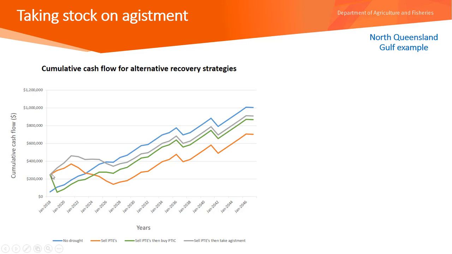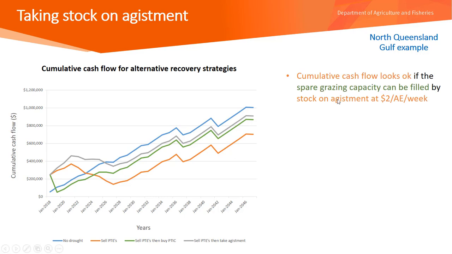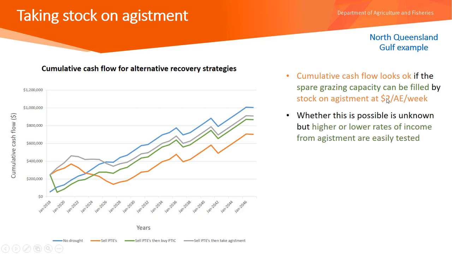So we sell our PTEs and then when the drought breaks, we bring in agistment cattle. You can see the cash flow is quite positive, and it still stays ahead of most of the other strategies. Of course, our own herd starts to rebuild through here and provide cash flow. The agistment cattle disappear, but it's quite an interesting outcome there of using agistment cattle to fill the gap. So the cumulative cash flow looks okay if the spare grazing capacity can be filled by stock on agistment at about $2 per AE per week.